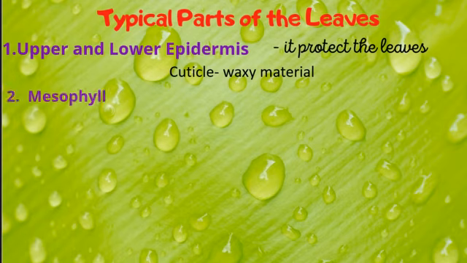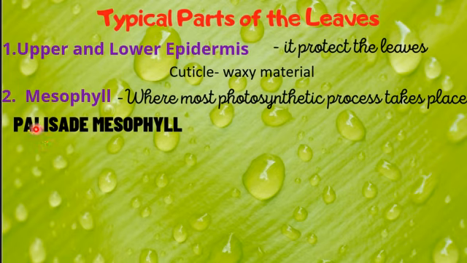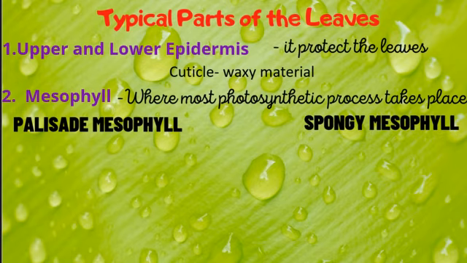Mesophyll, on the other hand, is the site where most of the photosynthetic process takes place. The mesophyll may form in the upper and lower regions. The palisade mesophyll is the main photosynthetic region of mesophyll, which contains compactly arranged cylindrical cells that are made up of countless chloroplasts. On the other hand, spongy mesophyll is the region where the bulk of the leaf is found.